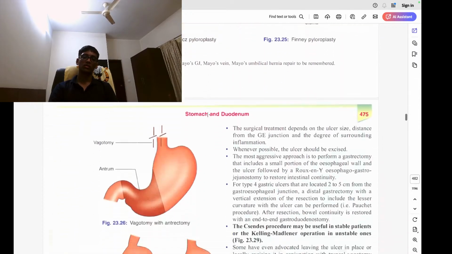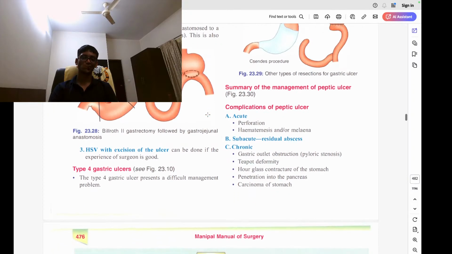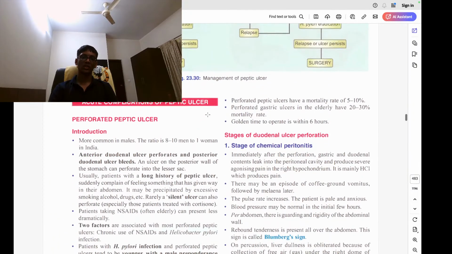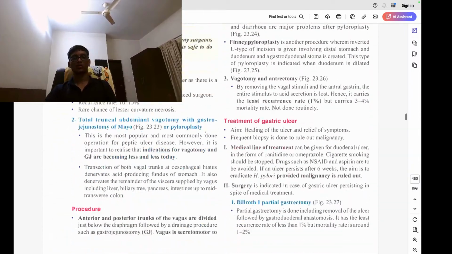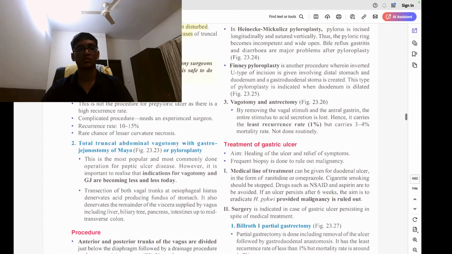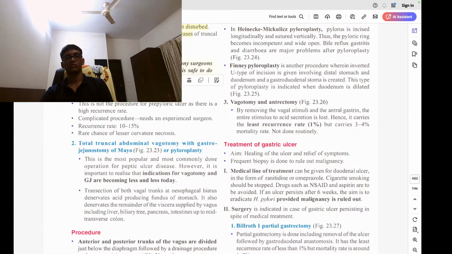I'll go until acute complications of peptic ulcer. Okay, I'll go a little bit fast. Disadvantages of HSV: it is not a procedure for prepyloric ulcer. It has a higher recurrence rate, it is a complicated procedure, and recurrence rate can be up to 15%. Lesser curvature necrosis can occur.